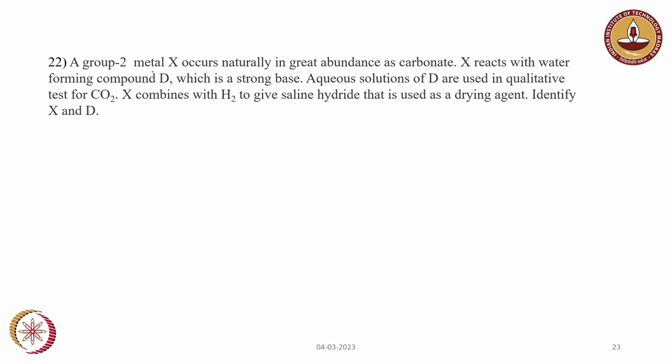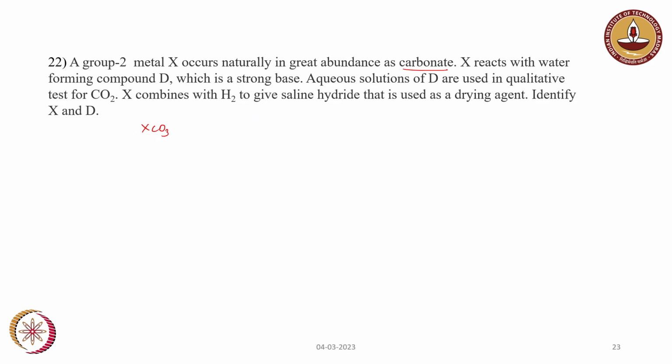The next question is group 2 metal X occurs naturally in great abundance as carbonate. X reacts with water forming compound D, which is a strong base, and aqueous solution of D are used in qualitative test for CO2. X combines with H2 to give saline hydrate that is used as a drying agent. Identify X and D. So we are given X is a group 2 metal and it naturally occurs as carbonate. So it is XCO3.